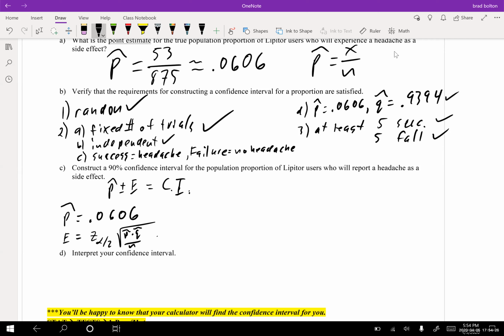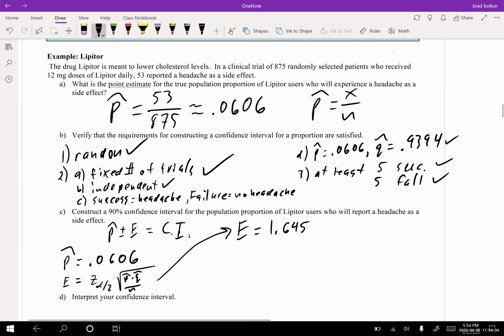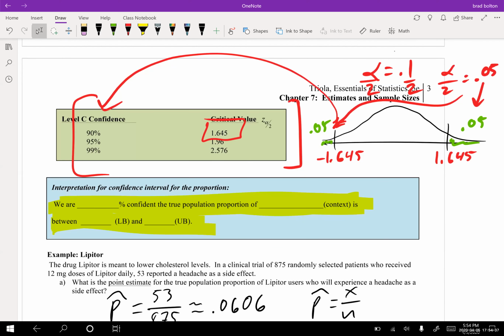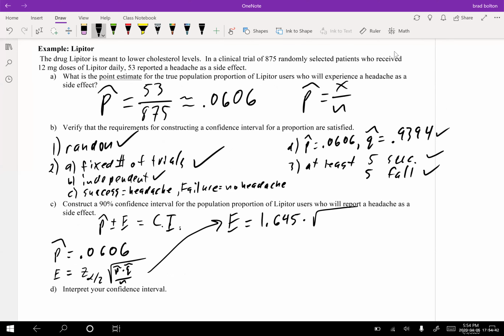So I'm going to write this over here. Error is equal to 1.645. And again, where did I get that from? Right here, my critical value, 1.645. I'm going to multiply that by the square root of p hat, which is 0.0606, times my q hat, which is 0.9394, divided by n, which in this particular problem is, I believe, 875.